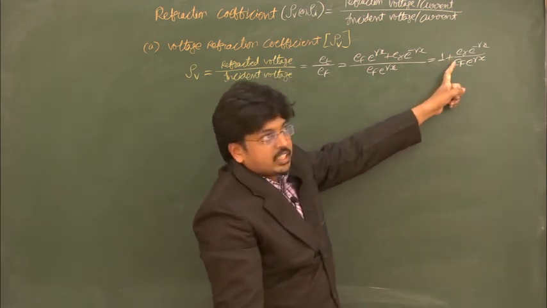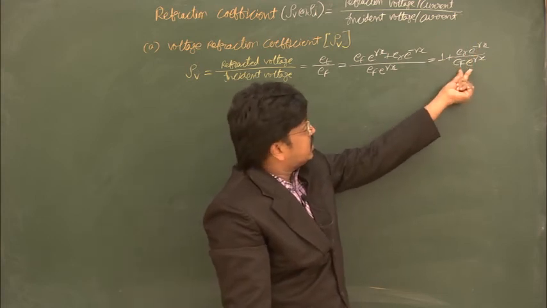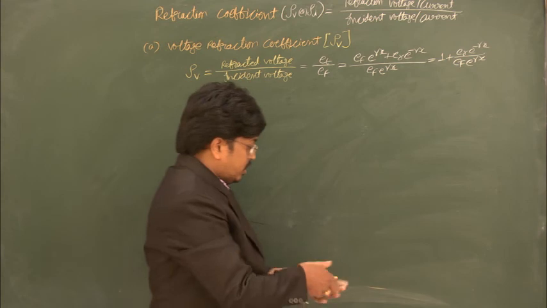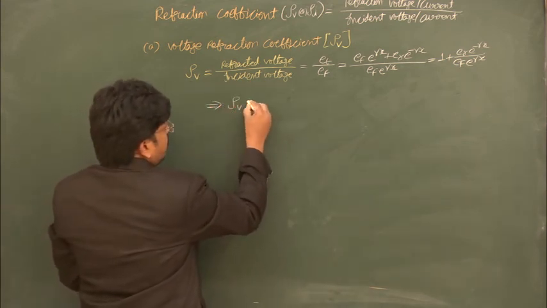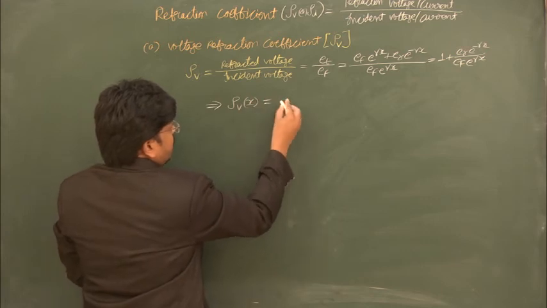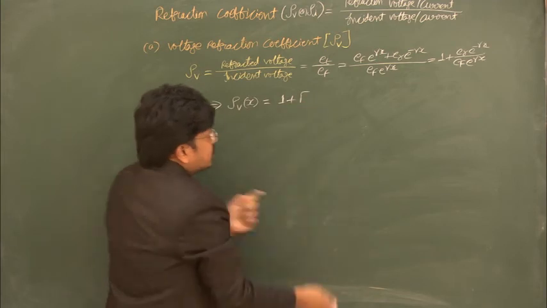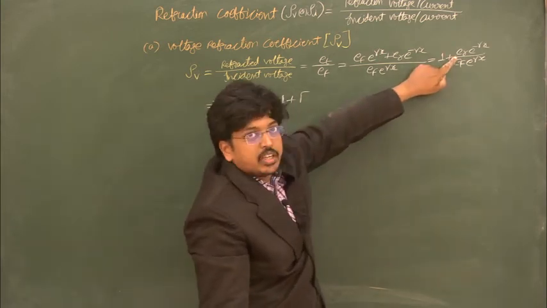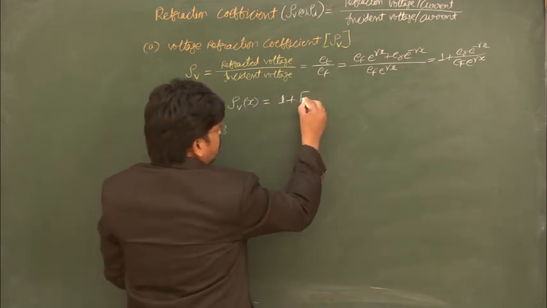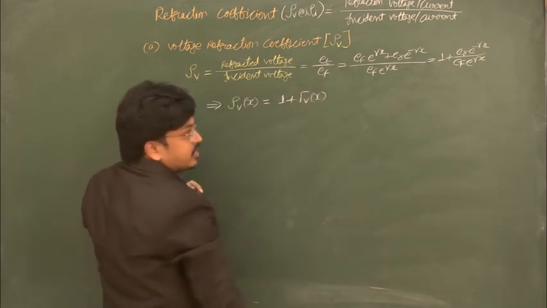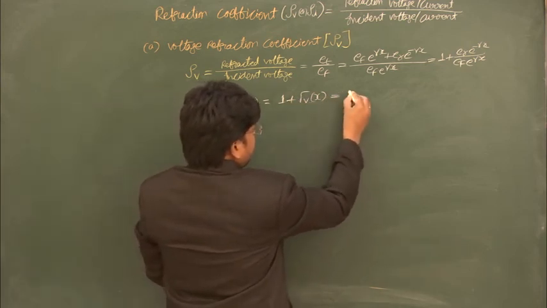But if you observe that second term, ER into e power minus gamma x by EF into e power gamma x, this is the reflection voltage coefficient. So in the above equation, rho V of x, which is equivalent to 1 plus the term ER into e power minus gamma x by EF into e power gamma x, is the reflection voltage coefficient eta V of x. Right?